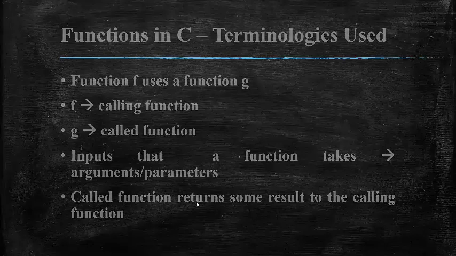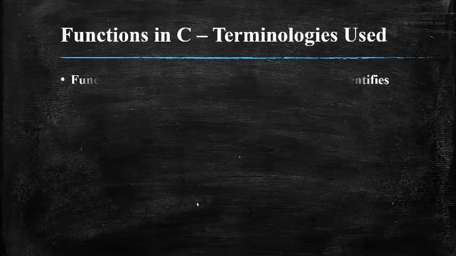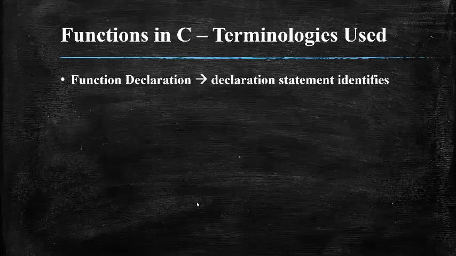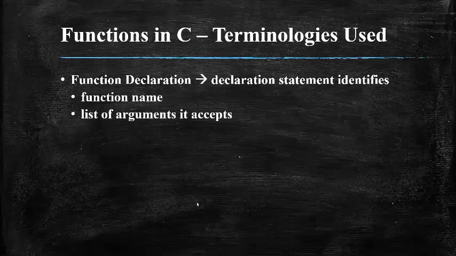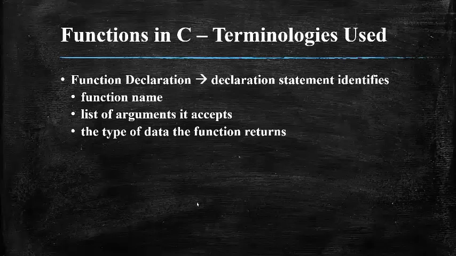Next we are going to see about the function declaration. One terminology: every function should be declared in your program. The function declaration is a declaration statement that identifies the name of the function, that is the function name, then the list of arguments that the function is going to accept, and the type of data the function is going to return. Basically we call it the return data type of the function.